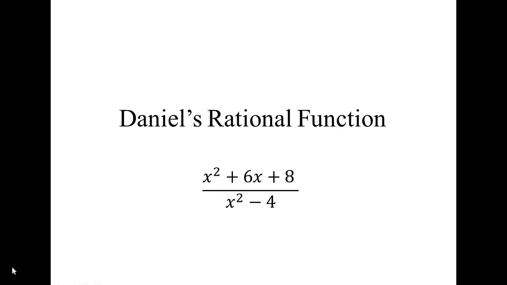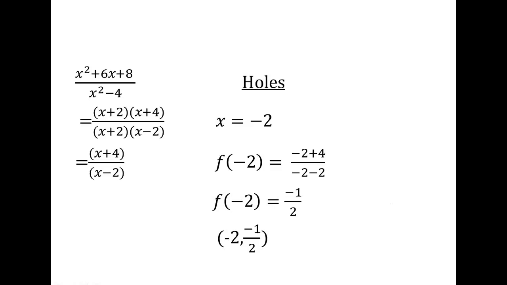Hello, today we are going to graph the rational function (x squared plus 6x plus 8) divided by (x squared minus 4). When we begin, we simplify the function by factoring both the denominator and the numerator.